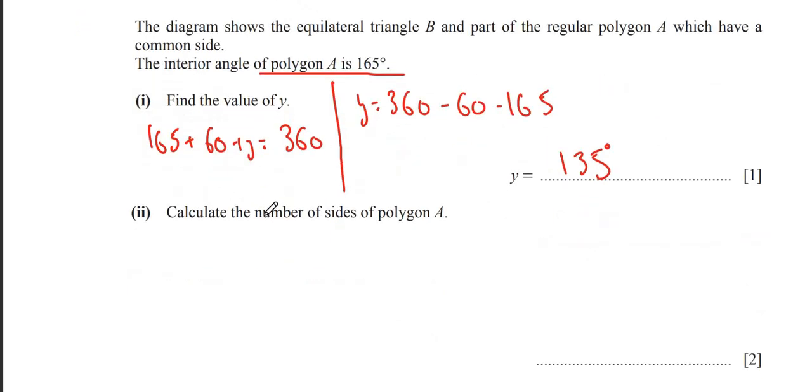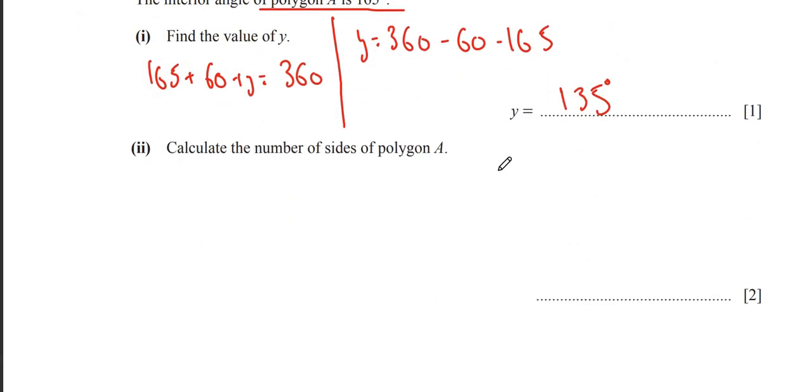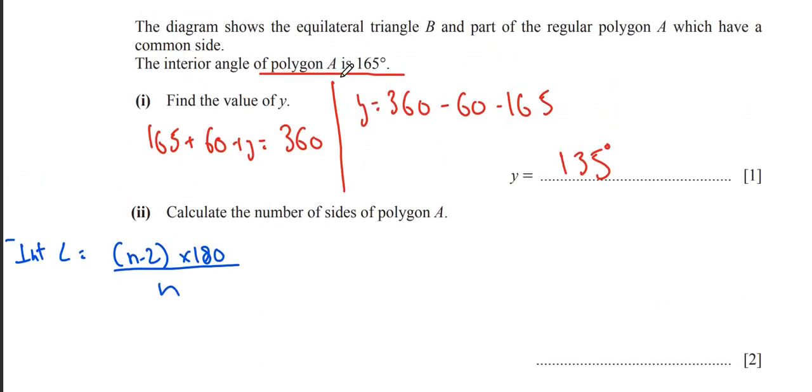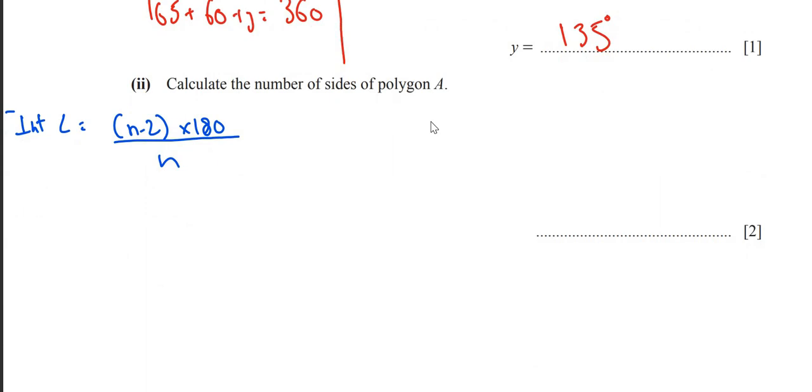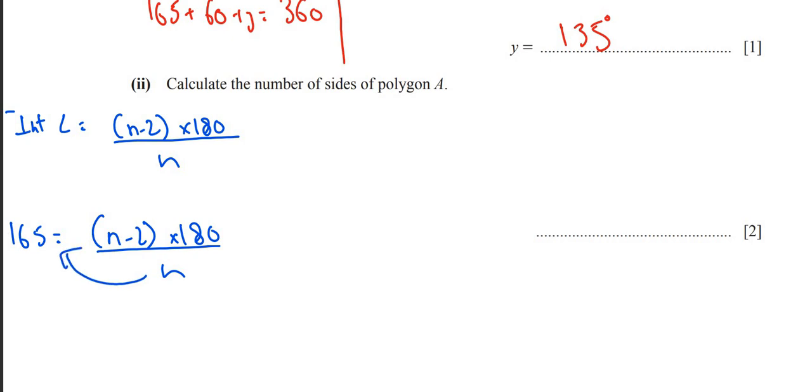Moving on, the next question says calculate the number of sides of polygon A. Look, for the number of sides of a polygon, there is a formula. Interior angle of a polygon is equal to (n minus 2) multiplied by 180, divided by n. The interior angle I already know, it's 165. So I will say 165 is equal to (n minus 2) multiplied by 180 divided by n. Now n will go up there and multiply with 165.